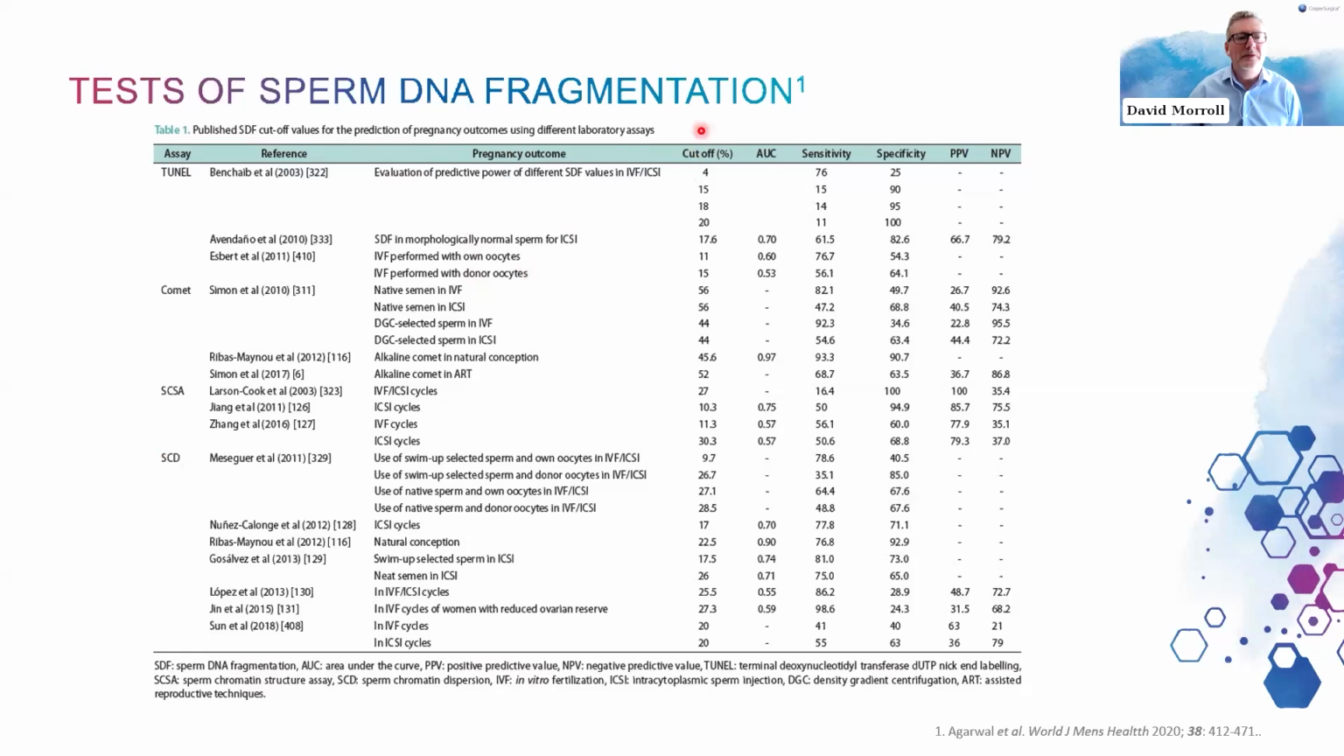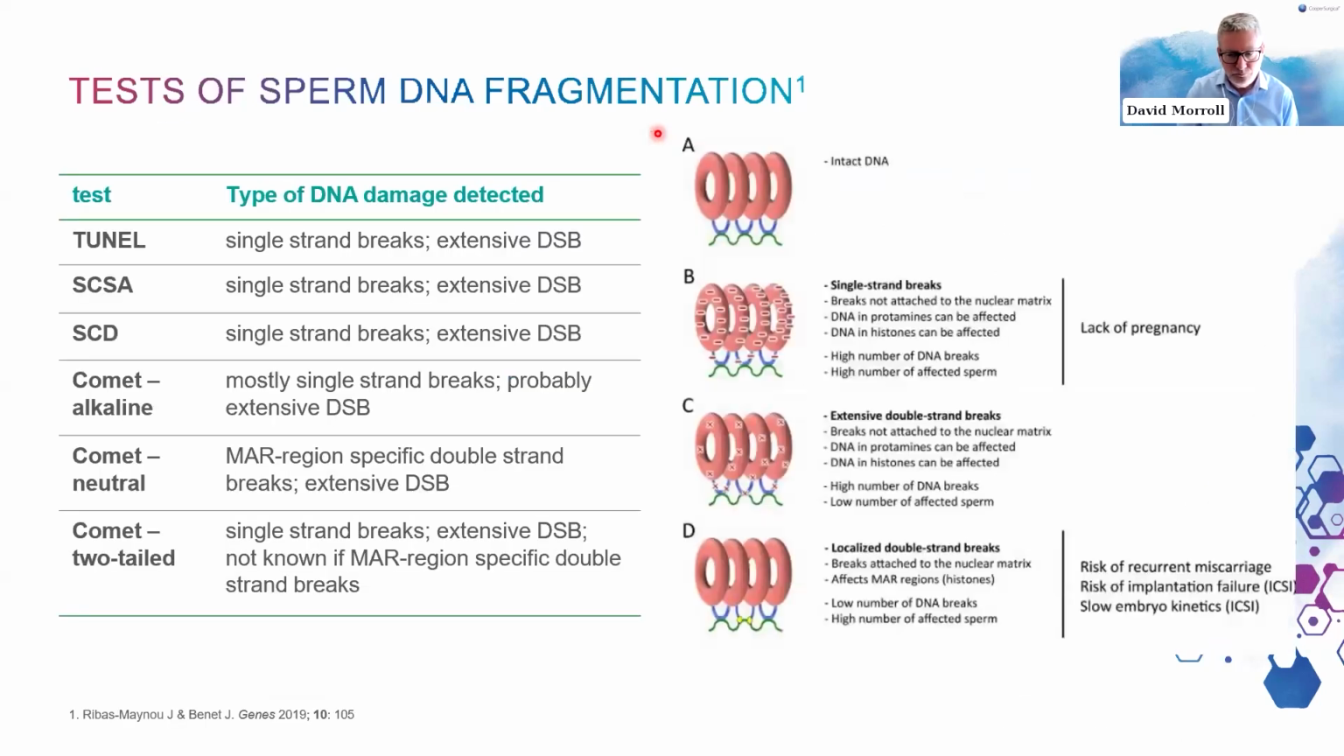And as you can see in this column, there's a whole range of different cutoffs that have been reported in the literature for different tests, different cutoffs or thresholds at which point the sperm DNA fragmentation test is showing some association with a reproductive outcome being impacted. So obviously, the higher the DNA fragmentation, the more likely it is to impact a reproductive process. But as I've said, different tests will measure different things.